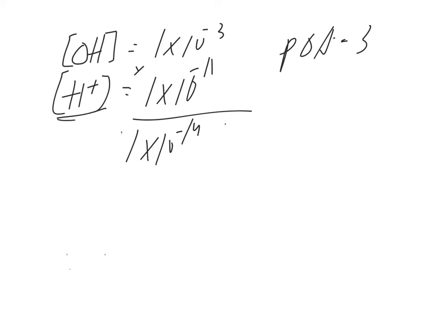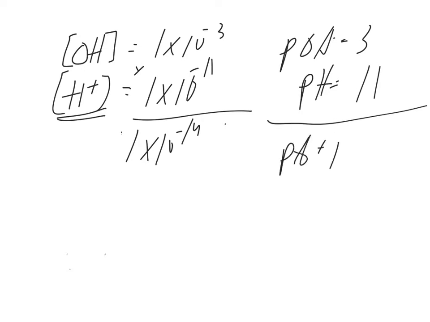Likewise, if the H plus level for this solution is 1 times 10 to the minus 11, it means the pH should be about 11, which, an interesting fact, means that the pH and the pOH should always add together for a solution to equal 14, just as the hydronium ion concentration and the hydroxide ion concentration should multiply together to equal 1 times 10 to the minus 14.